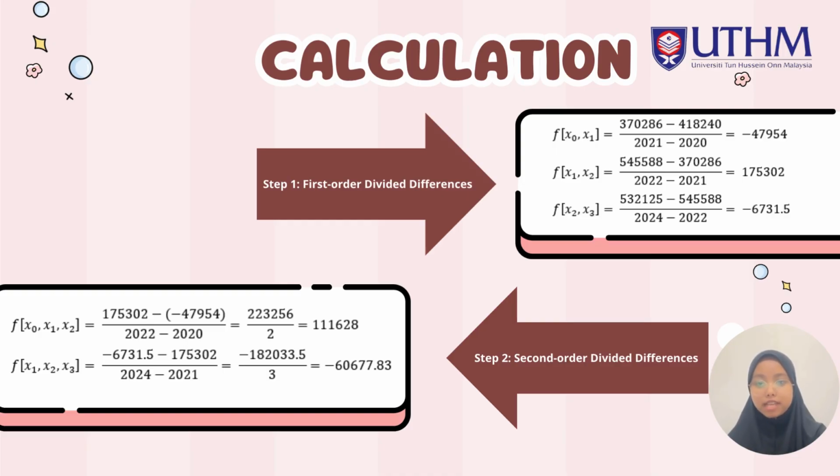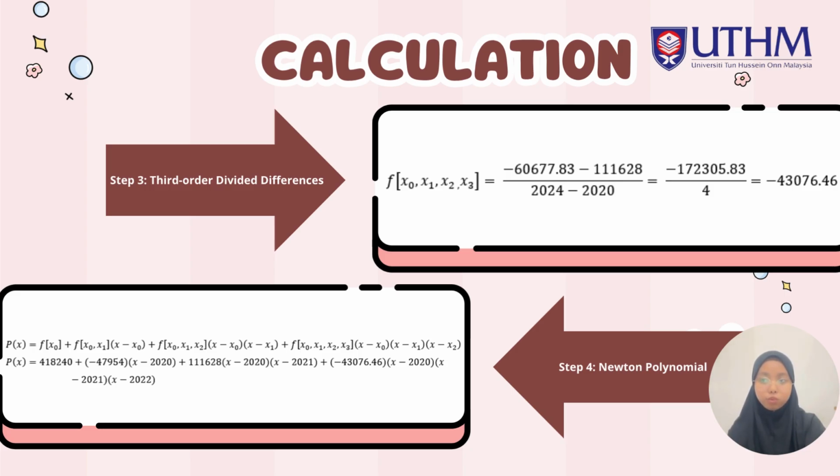Okay, the second step is second order divided difference. We only have two values of f, which is the first one, f[x0, x1, x2], equal to the value we get from the first order divided difference for f[x1, x2] minus the value for f[x0, x1], divided by 2022 minus 2020. So we get 111,628. Same goes with the value for f[x1, x2, x3].